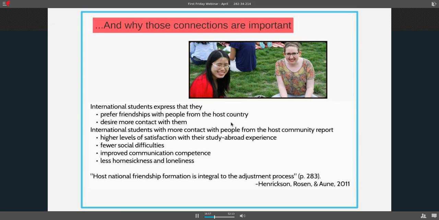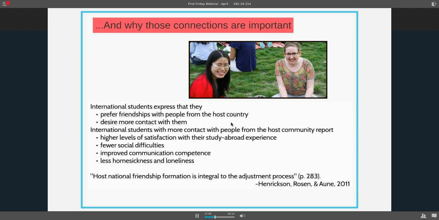International students express that they often prefer friendships with people from the host country, and they desire more contact with them. And international students who do have more contact report higher levels of satisfaction with their study abroad experience overall. They have fewer social difficulties. They improve communication skills in the new language because, again, they're having a chance to practice in a low-risk environment. And they report less homesickness and loneliness. So really positive things. And one group of researchers goes so far as to say, not that this is a great fluffy thing to have, but that it's actually integral to the adjustment process.